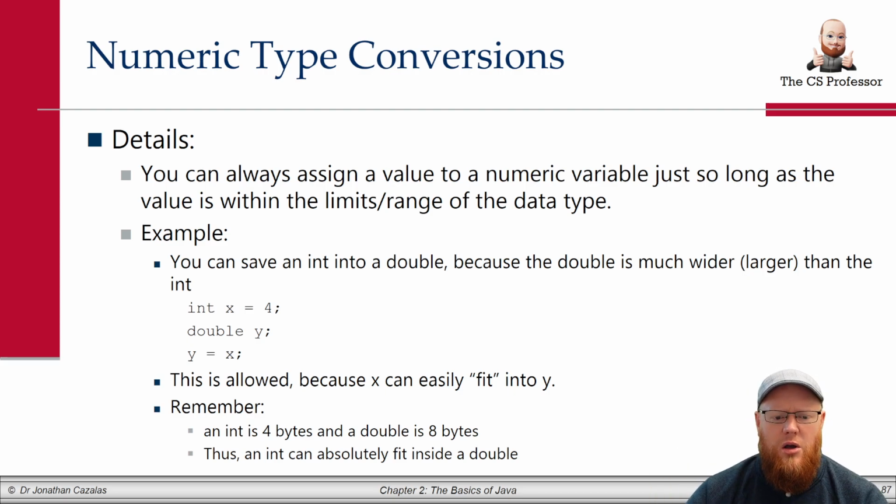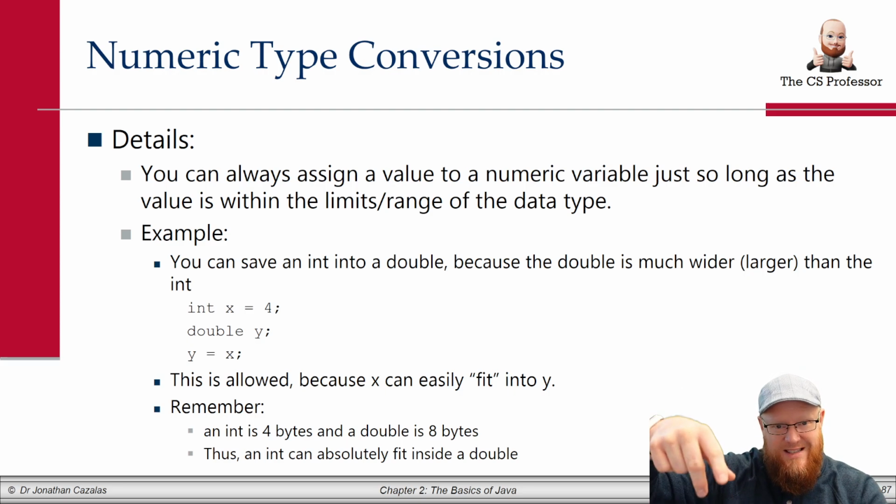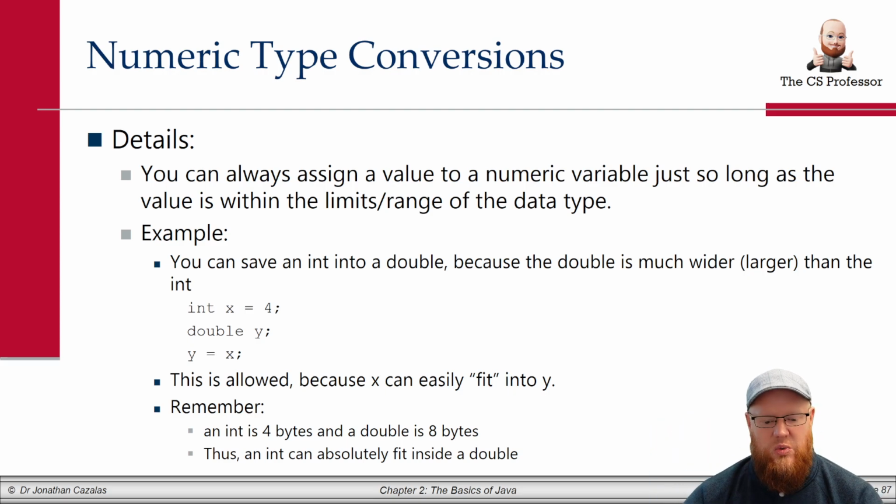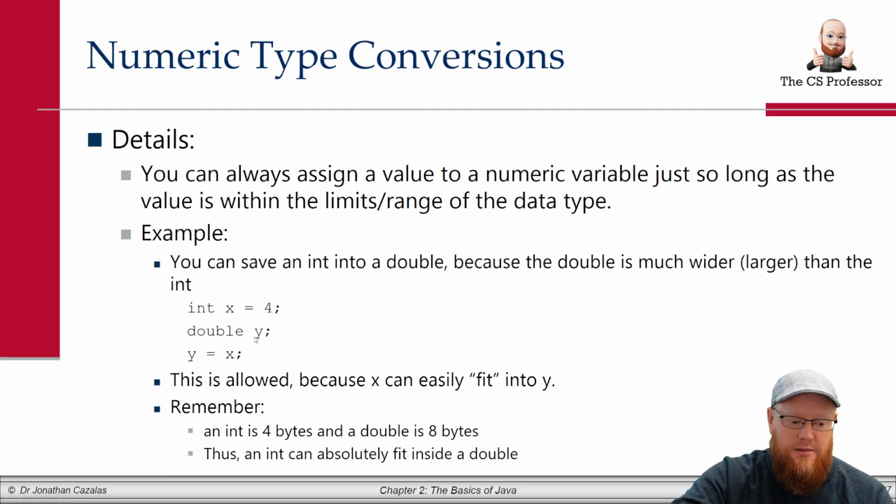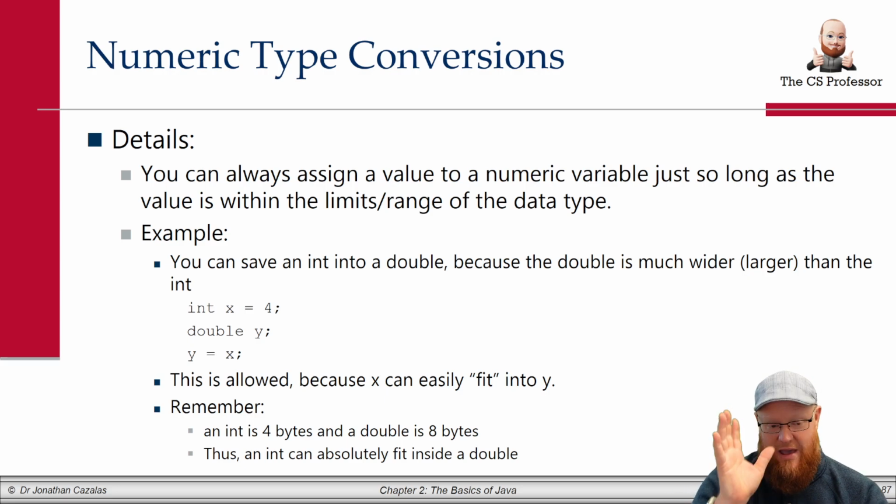Also, we can always assign a value to a numeric variable just as long as the literal that we're saving fits within the range, and we mentioned this earlier. So here I can save a 4 into x. Because 4 is an int, x was declared as an int. I can then declare y, and I can save x into y. Why am I allowed to do that? Because x is an integer, it's 4 bytes. y is a double, 8 bytes. I can save 4 into 8, right?